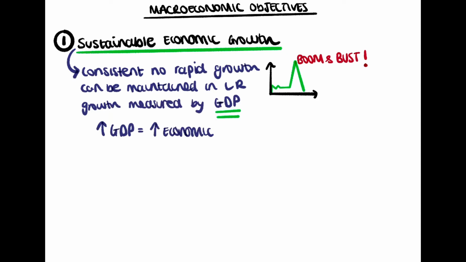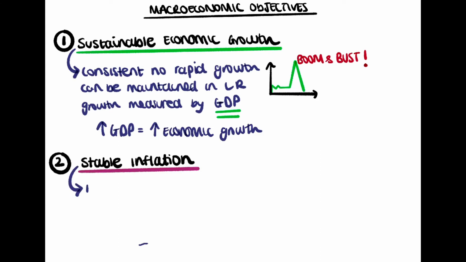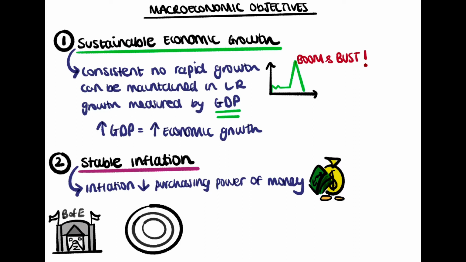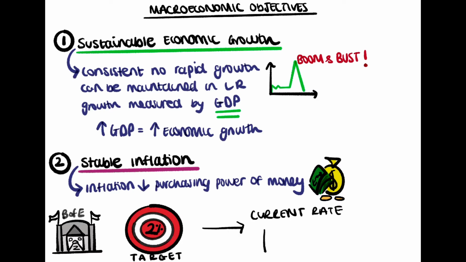The next objective is stable inflation. Inflation refers to the general increase in the price of goods and services. When there is inflation, this reduces the purchasing power of money as we need more of it to purchase a particular good. To keep inflation stable, the government has set a target of 2% plus or minus 1. If we look at the current situation, inflation is well below target, currently at 0.5%. It is the responsibility of the Bank of England's Monetary Policy Committee to ensure that we reach this target.